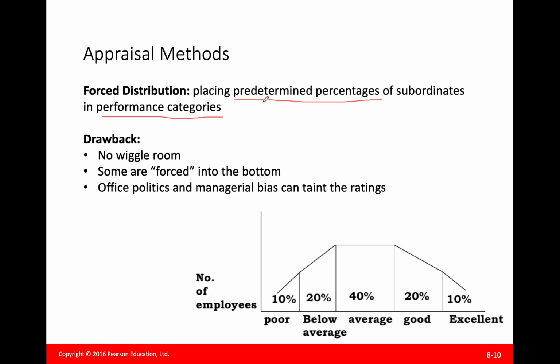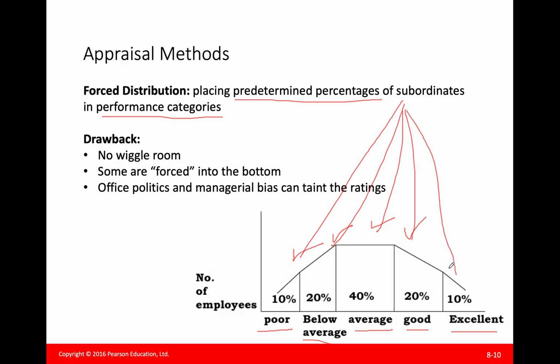So, for example, what are performance categories? We have performance categories like this: poor, below average, average, good, excellent. So we have 1, 2, 3, 4, 5 categories. Now we would have to decide which percentage of subordinates fall into each category. How much is the percentage?